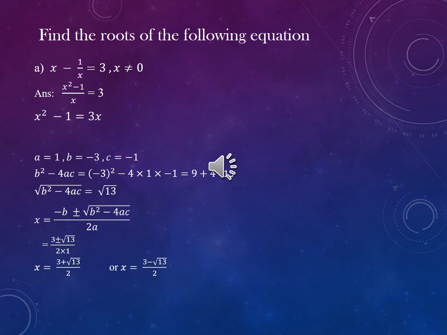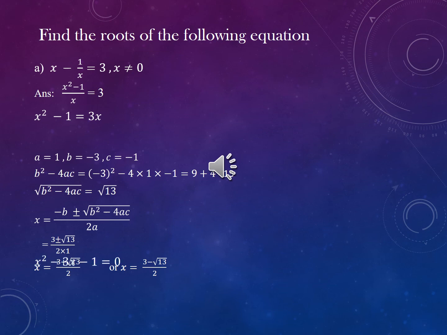To make the equation in the standard form, we are going to find the LCM. So the left hand side will be x square minus 1 by x equal to 3. Transposing x to the right side, x square minus 1 is equal to 3x. Now bring 3x to the left hand side. It will be x square minus 3x minus 1, which is equal to 0, and it is in the standard form.